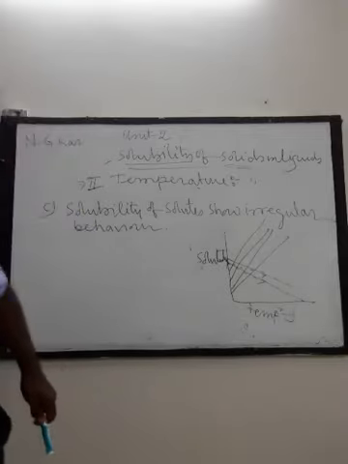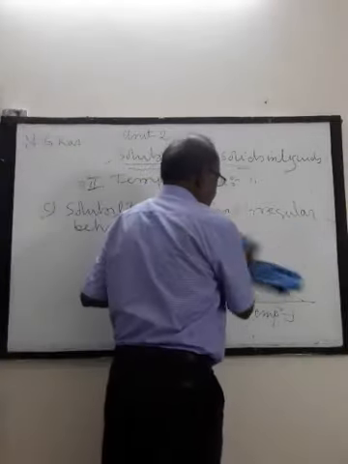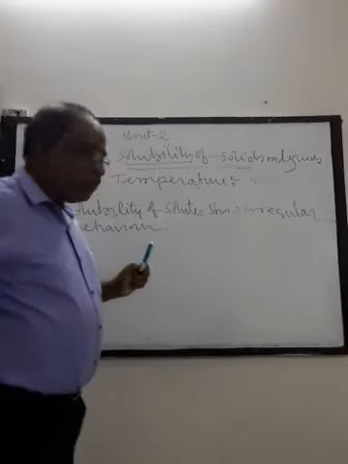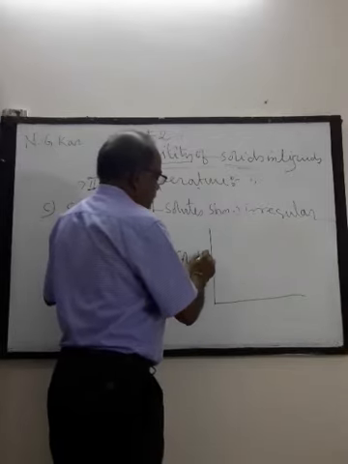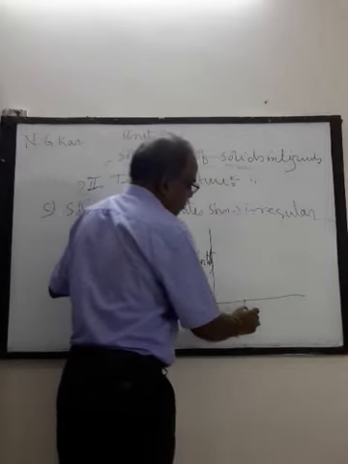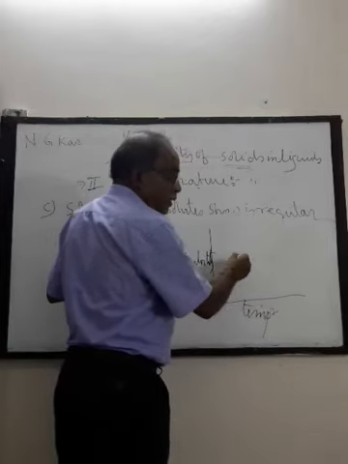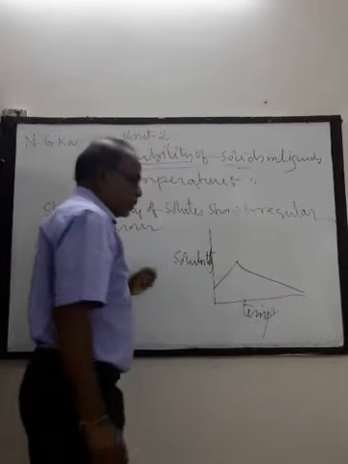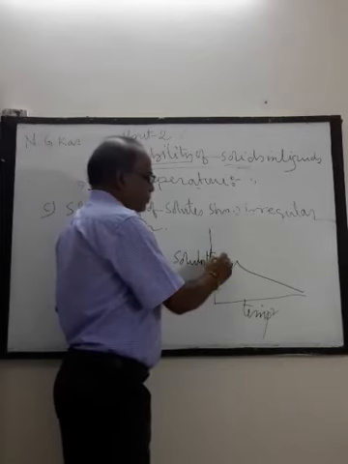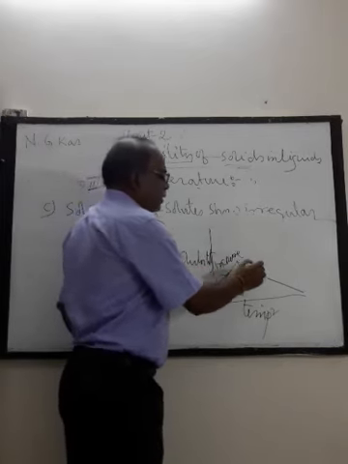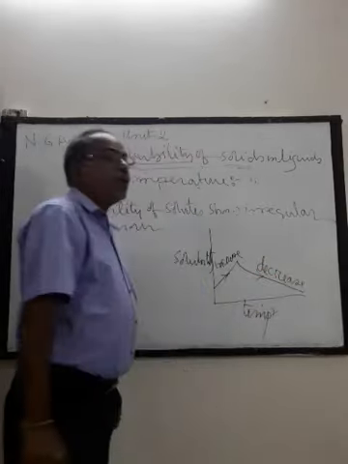Now what is irregular behavior? Irregular behavior means if we plot a graph between solubility and temperature, then solubility first increases to a certain extent and then decreases with rising temperature. So first increase and then decrease. So this is called irregular behavior.